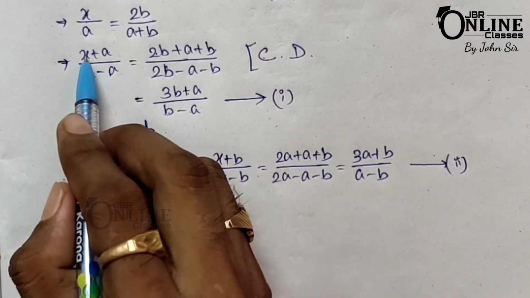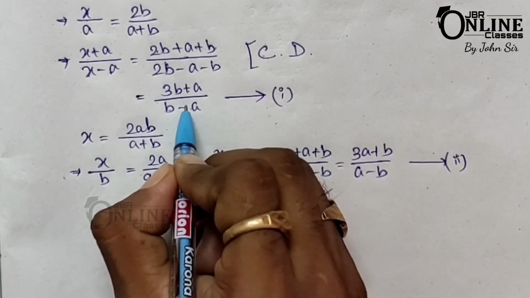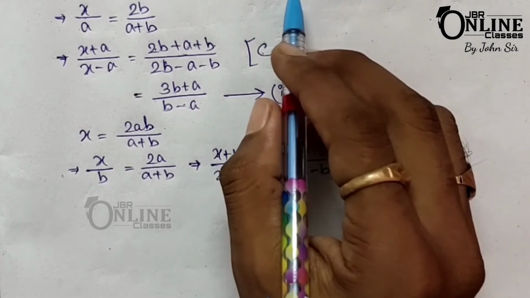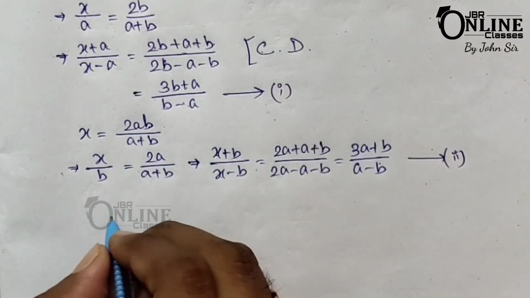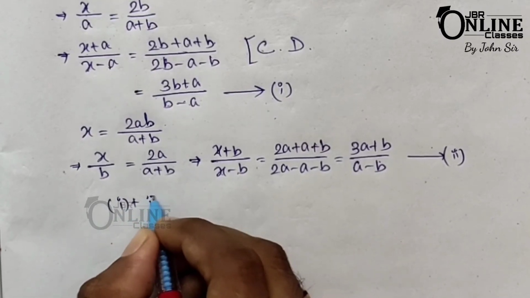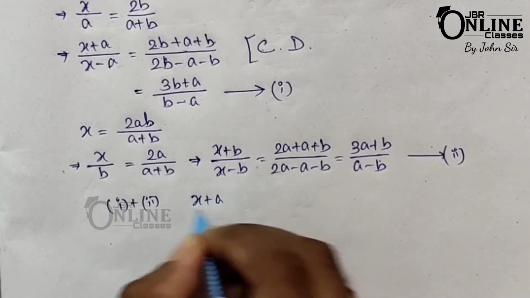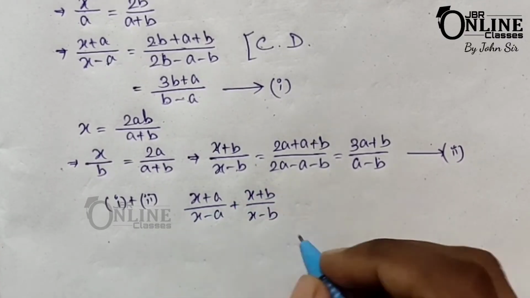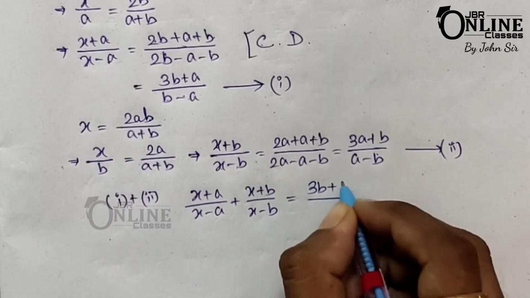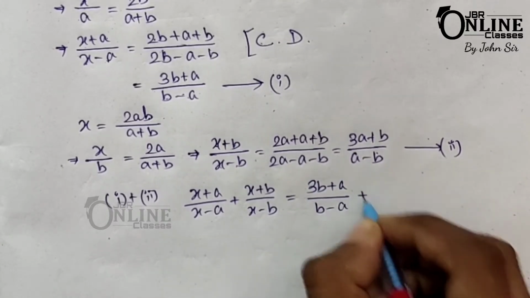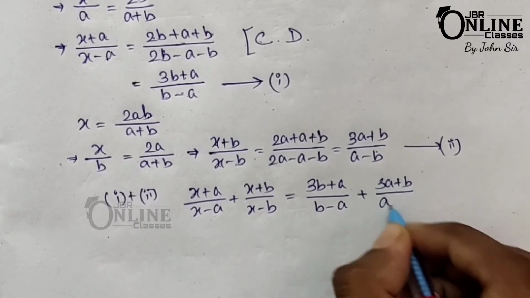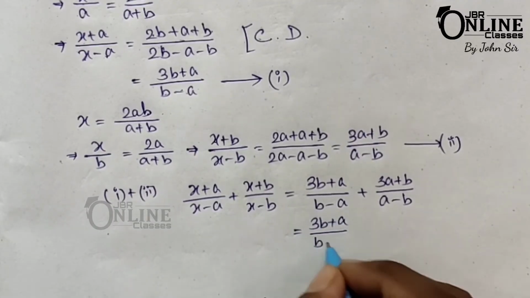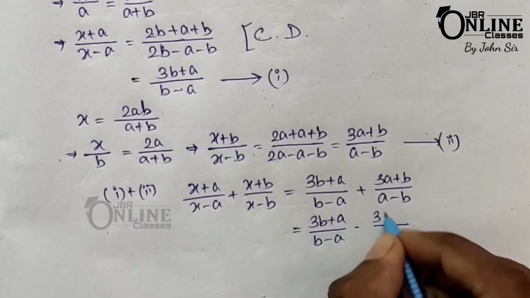So in equation number 1, x plus a by x minus a, the value equal to this one. Equation number 2, x plus b by x minus b, value equal to this one. Now you have to just add these two. So finally after adding 1 plus 2, it will be x plus a by x minus a plus x plus b by x minus b in the left hand side. In the right hand side, 3b plus a by b minus a, and here 3a plus b by a minus b.